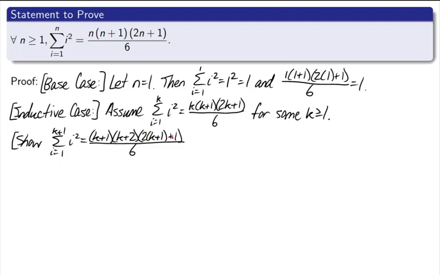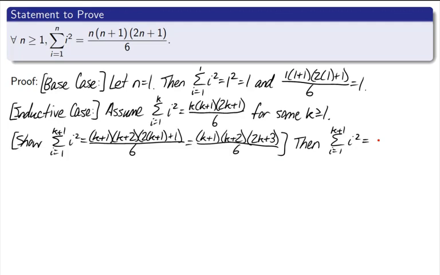But then you need to be careful right here. Where I had 2k plus 1 before, k is what's becoming k plus 1. So I put that in parentheses. Let me simplify that one more step. That's actually equal to k plus 1 times k plus 2 times 2k plus 3 over 6. Now this is what I'm going to try to show.